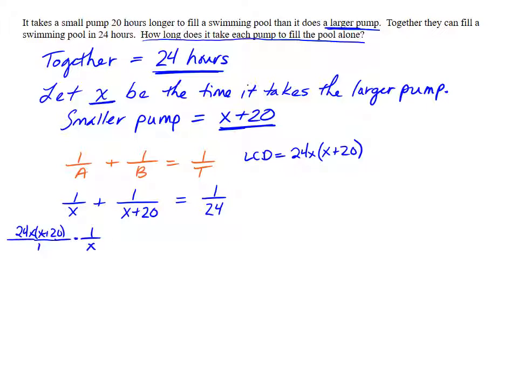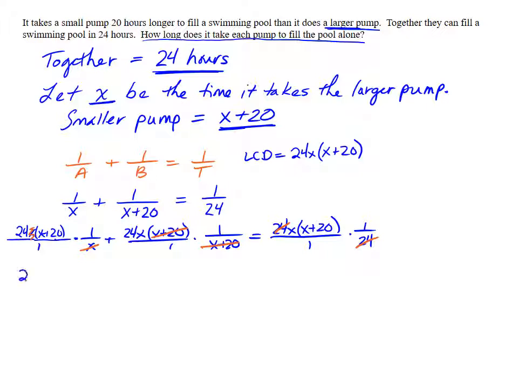So multiplying, it takes a little more time to write everything out. Here's the last fraction, 24x times x plus 20 over 1 times 1 over 24. We can now cancel the common factors. The 24 cancels on the right side, x plus 20 cancels in the middle term, and the x cancels in this first term. Now going back through, multiplying things out. 1 times 24 times x plus 20. I'm going to distribute that at the same time.